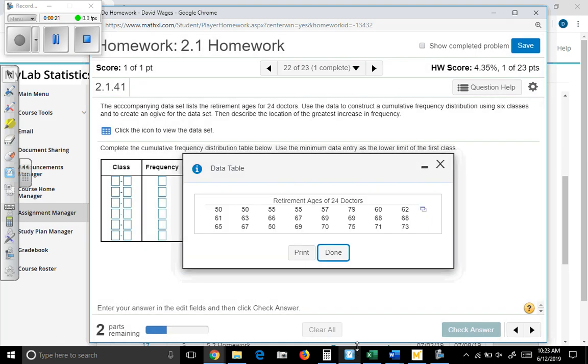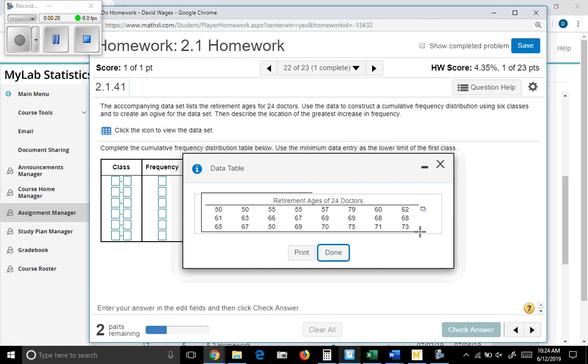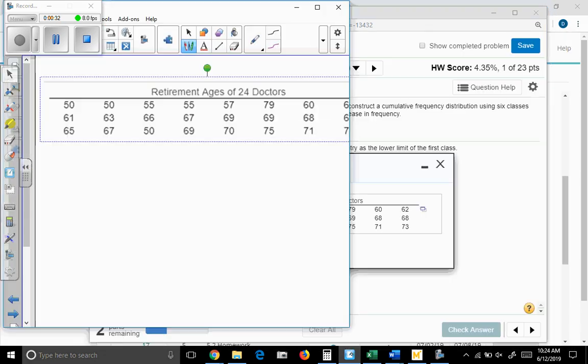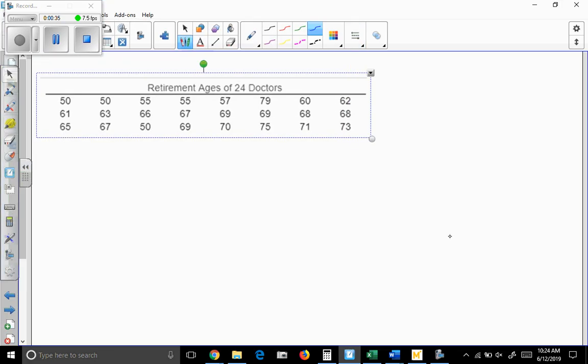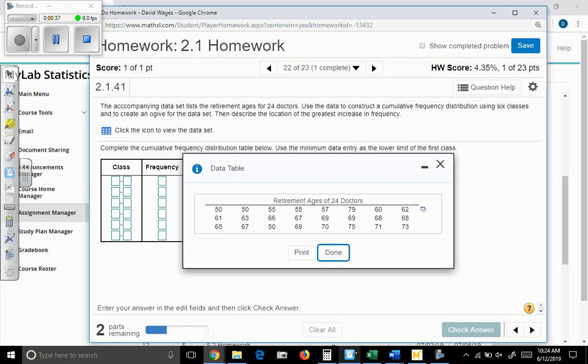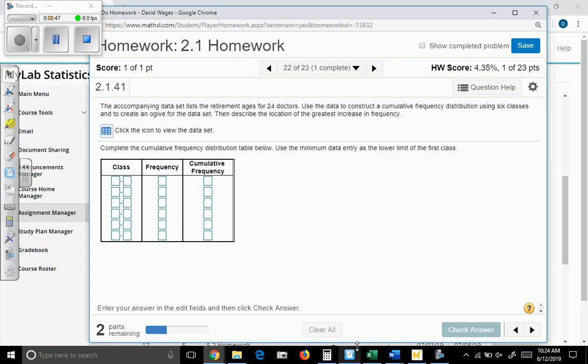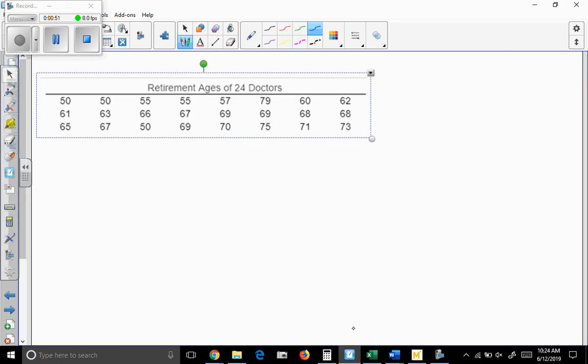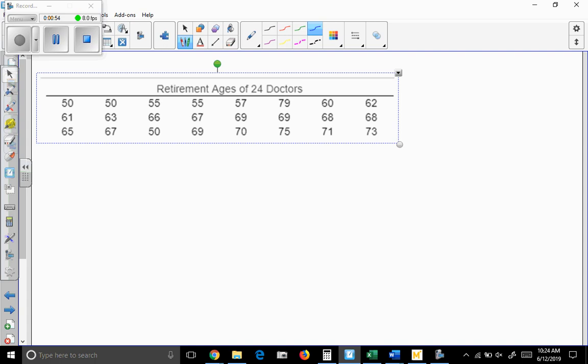So they give us a set of data. So let's copy that set of data over. And this is for 24 doctors and list their retirement age. So they tell us that they want 6 classes, I believe. Yep, 6 classes. So we need to figure out what are our class limits. What are the edges of our class? And then they ask us for frequencies and things like that.